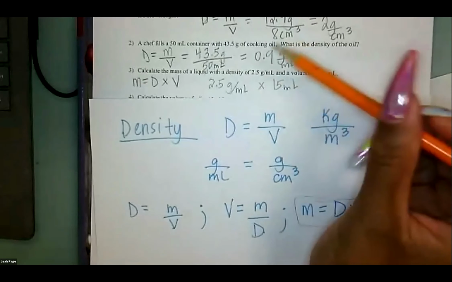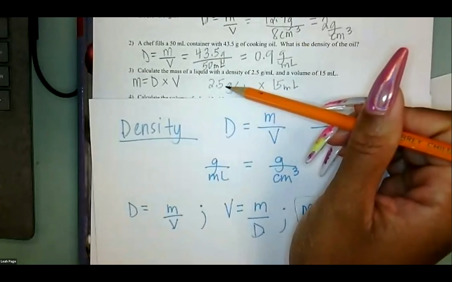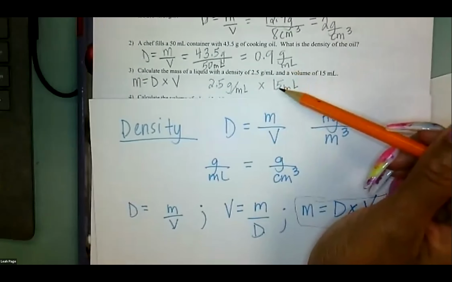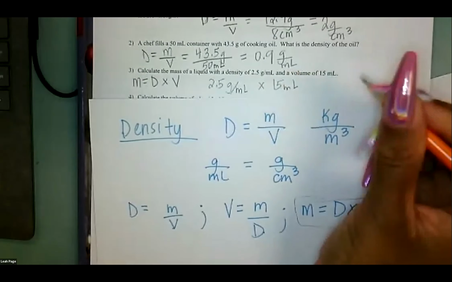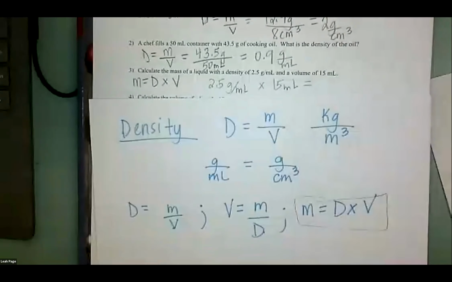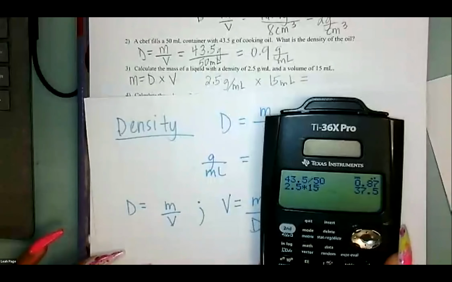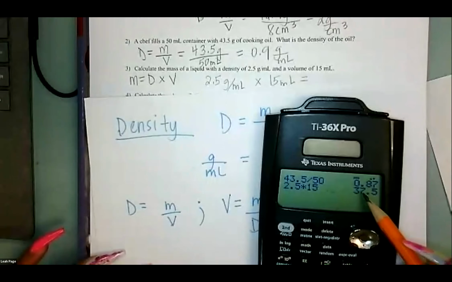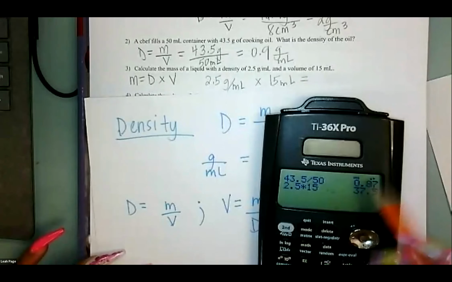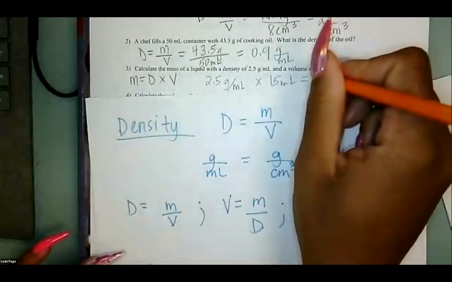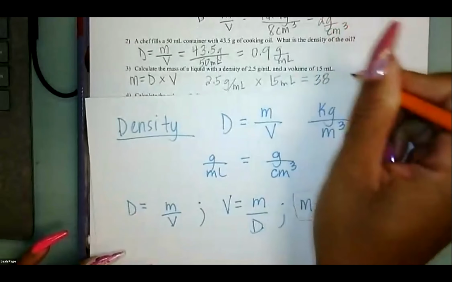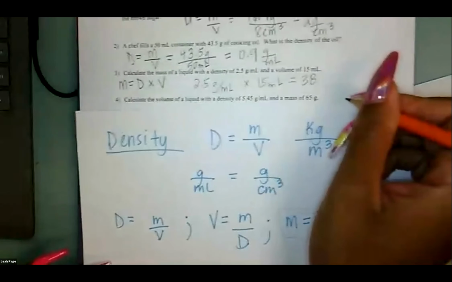If we multiply them together, the milliliters will cancel out and we'll be left with units of grams. How many sig figs in 2.5? 2. How many in 15? 2. How many should my answer have? 2. All right, so 2.5 times 15, we see it's 37.5. Rounding this, we look to the right and round up to 38. So this is 38 grams.